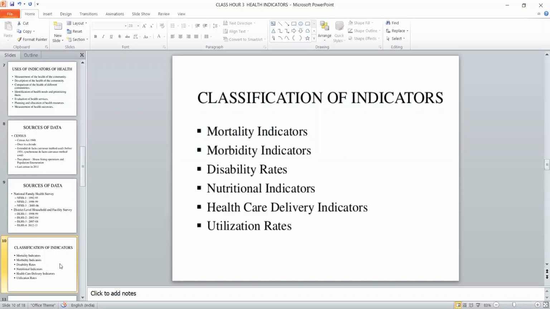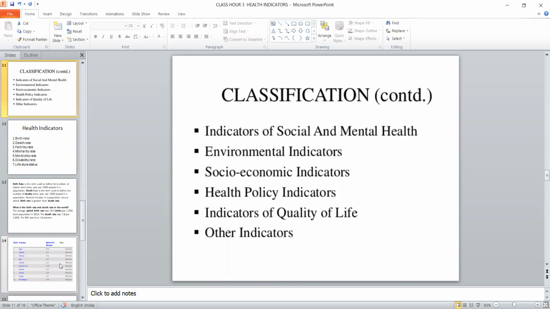The fifth indicator is healthcare delivery indicators. The sixth one is utilization rate. Utilization rate means there are available resources of health service, but people are not able to avail them because of the distance, because of the economic status, because of the social status, because of many other factors which influence the customer and the service provider, so the patient and doctor are not able to meet. For that, some rate is there, which indicates the failure of the health system.